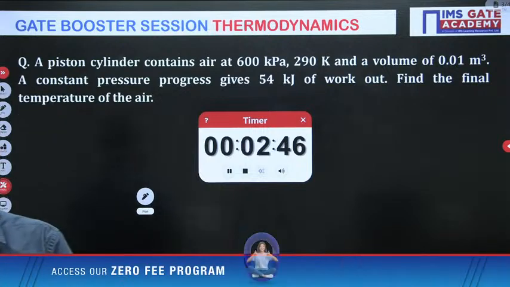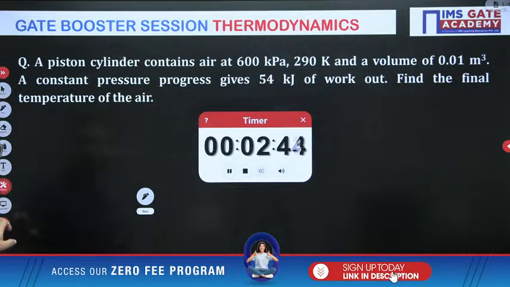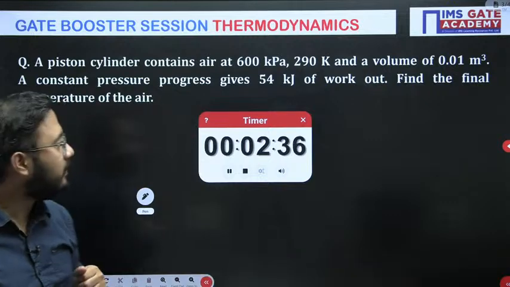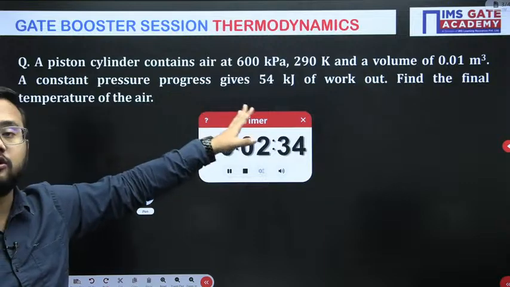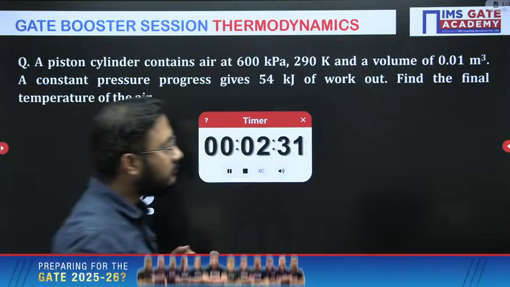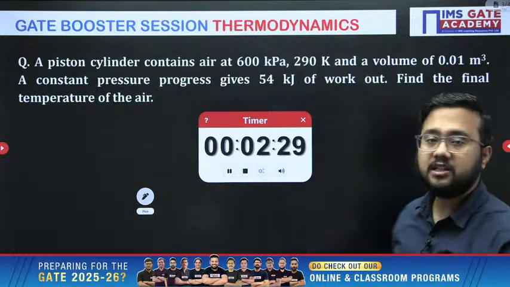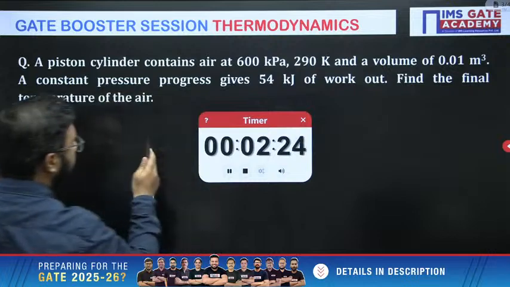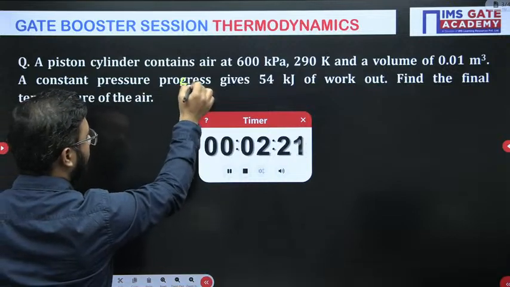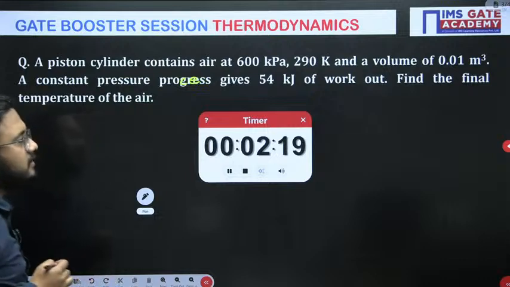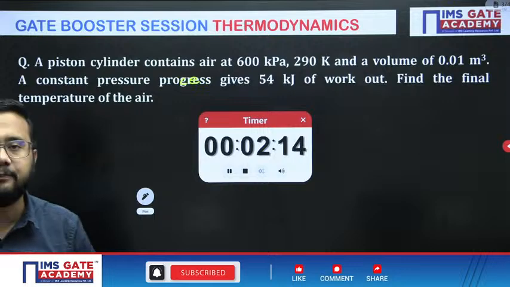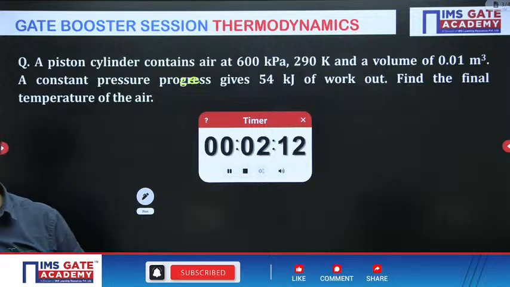They've given a piston cylinder arrangement having air at 600 kilopascal, temperature is 290 Kelvin, volume of 0.01 meter cube, and a constant pressure process. For 54 kilojoule of work output, find the final temperature of the air. So for the constant pressure process, the work is already given, and they are asking for the final temperature of the air. Everyone please try this particular problem.